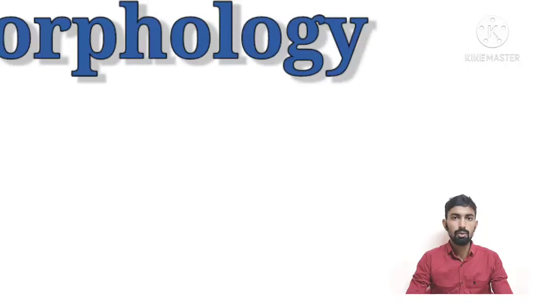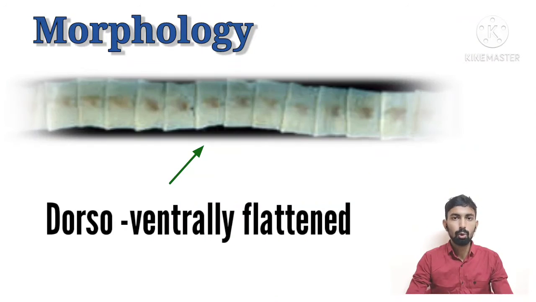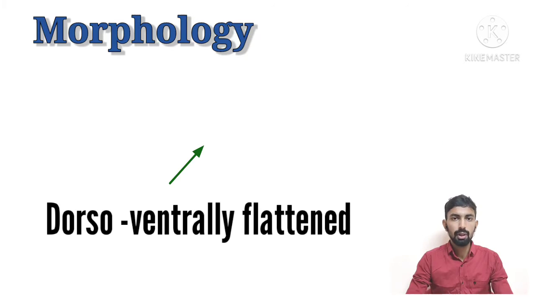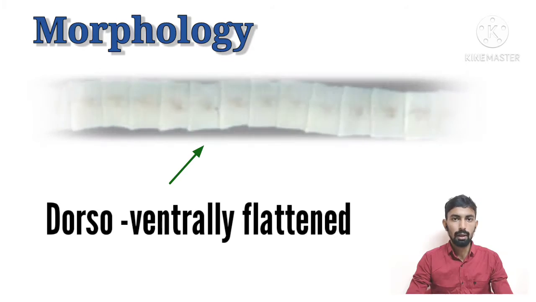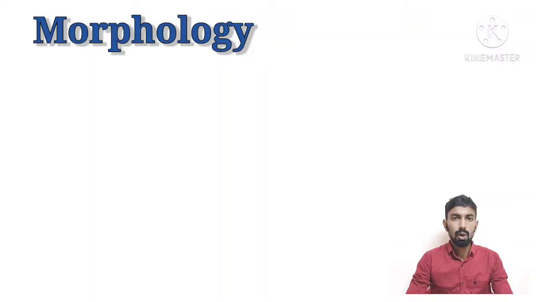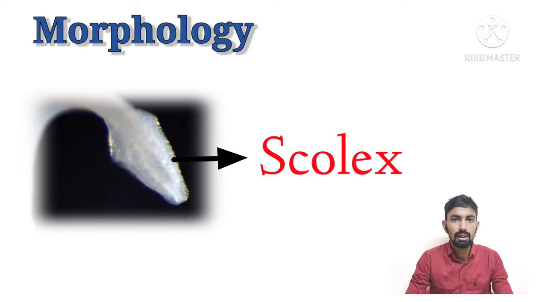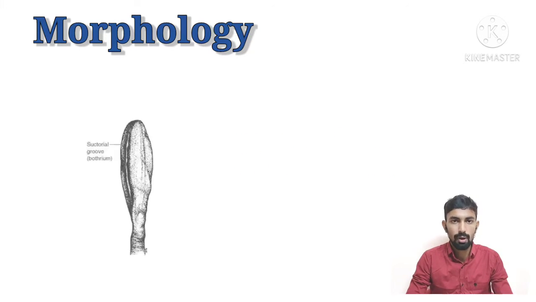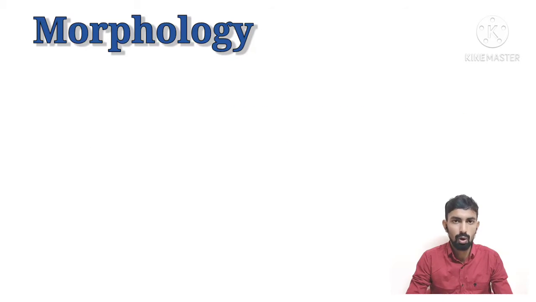The morphology of this worm: these worms are dorsoventrally flattened, and they have no oral openings and thus feed through absorption, and the adult worms keep growing throughout their life. These worms have a head region which is known as the scolex. The scolex has weakly narrow muscular grooves which are known as bothria. These bothria are used as the attachment organ for this worm.